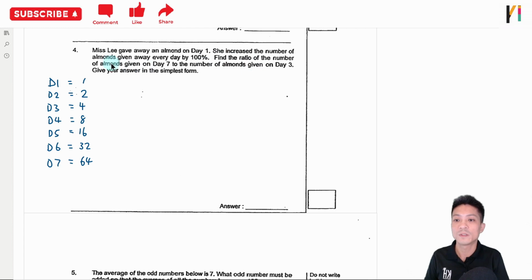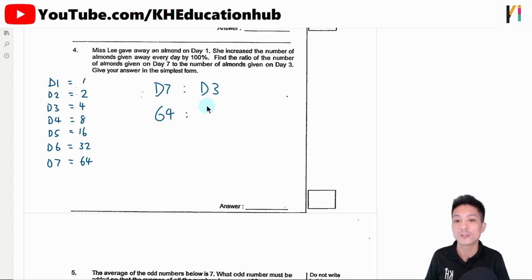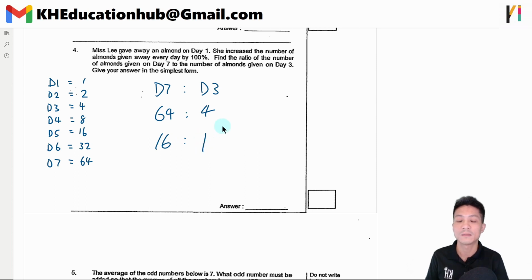Okay, find the ratio of the number of almonds given on day 7 to day 3. Okay, day 7 is 64, day 3 is 4. Change it to simplest form, you will get 16 is to 1.